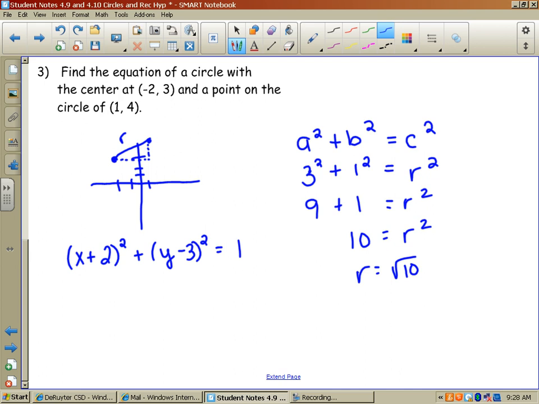So basically here what you're doing is using the Pythagorean theorem. You're finding the radius, or the radius squared, and then you're using the formula for the equation of a circle and plugging in the center, opposite signs. Center was at negative 2, positive 3, positive 2, negative 3. Very simple. Remember, the distance formula is really doing the same thing, so you can use the distance formula to find the radius or use the Pythagorean theorem.